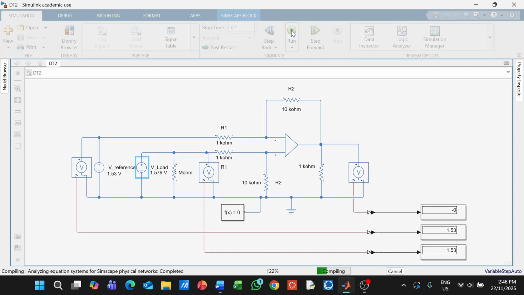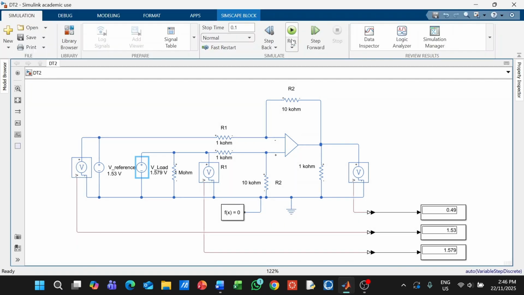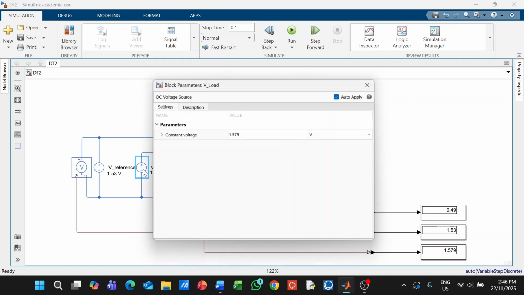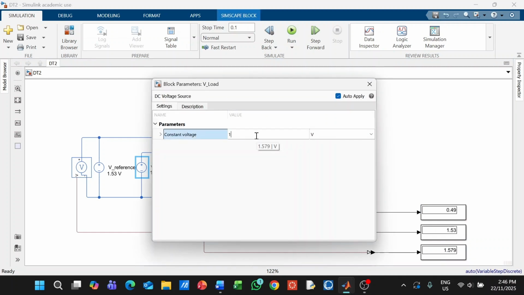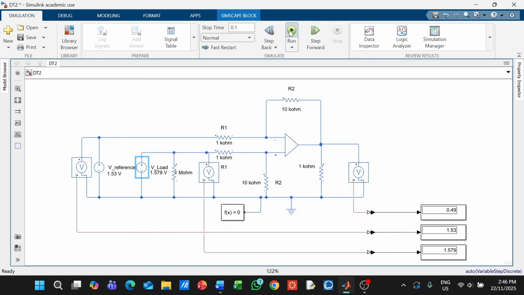So now I run the simulation. As you can see, the load cell output voltage is now the maximum 1.579 volt, and by the signal conditioning circuit, you will get a voltage signal of 0.49 volt. If I change it to the reference value, which is no input load, we should get 0 volt.